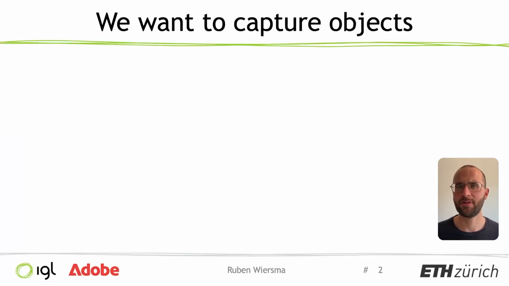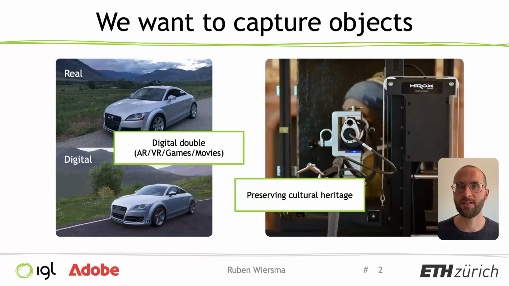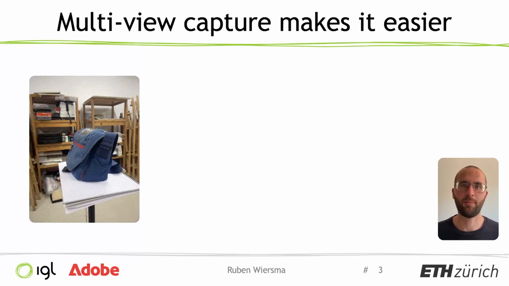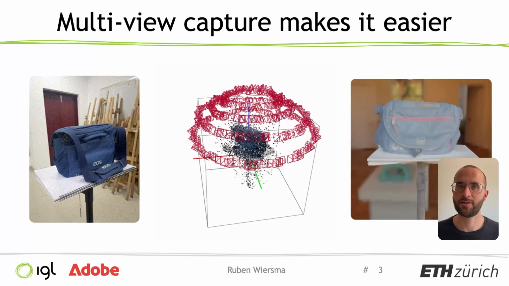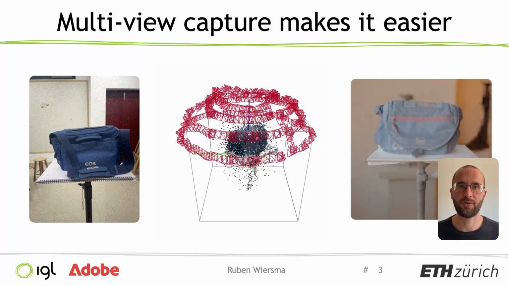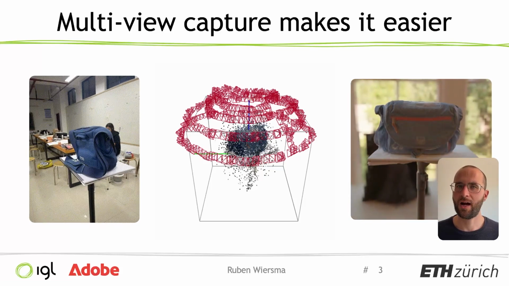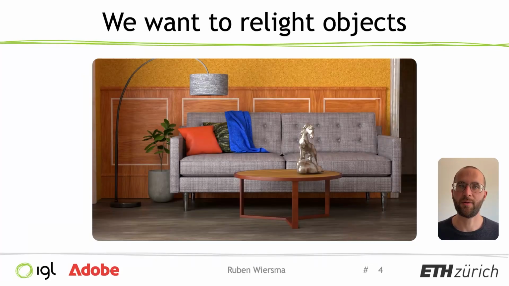We want to capture digital objects from the real world, to use as digital doubles in AR, VR, games and movies, or to digitize cultural heritage objects for virtual preservation. In recent years, multi-view capture has made this very simple. We just take a couple of photographs and the camera positions, and that allows us to reconstruct high-quality geometry and novel view synthesis. We also want to know how the light interacts with the objects and model this, because we want to make sure that the objects interact naturally with their environment.